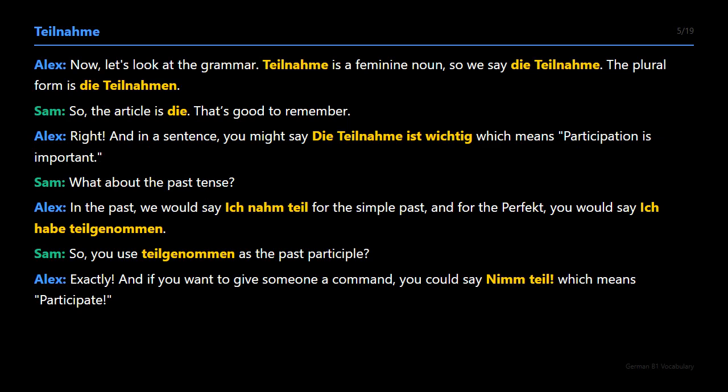Right. And in a sentence, you might say, Die Teilnahme ist wichtig, which means participation is important.